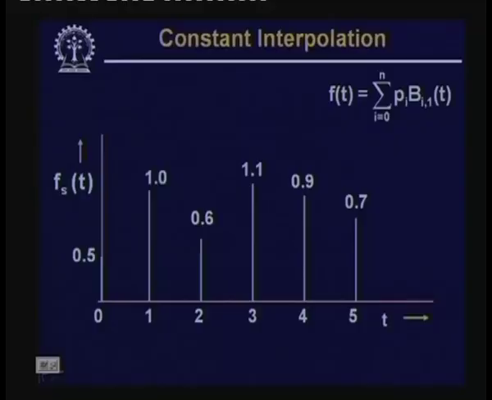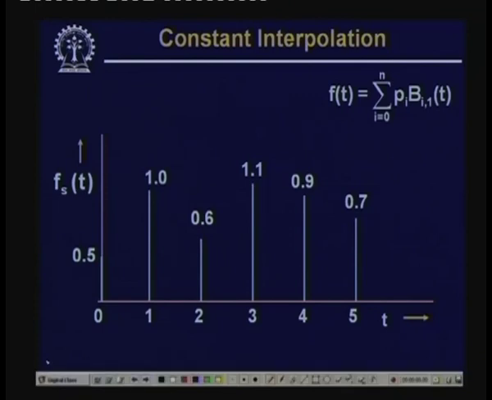Again I take the example of this sample data, where I have a number of samples of a function t and which is represented by f s t, and the values of f s t are present at t equal to 0, t equal to 1, t equal to 2, t equal to 3, t equal to 4 and t equal to 5. As we said, the interpolation function is given by f t is equal to sum of p i b i 1 t if I go for constant interpolation.